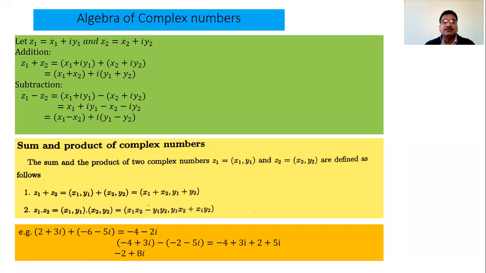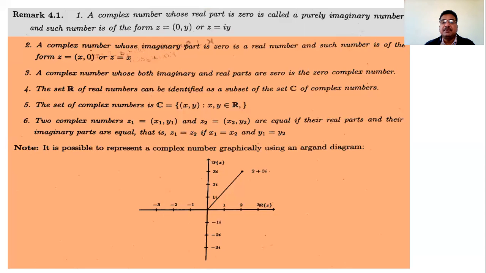So if we observe the Argand diagram, if the number lies in the first quadrant, then x and y, that is real part and imaginary part, both are positive. When the number lies in the second quadrant, x is negative and y is positive. If the number lies in the third quadrant, the real part and imaginary part both are negative. And if the number lies in the fourth quadrant, the x coordinate, that is the real part, is greater than 0 and the imaginary part is less than 0.